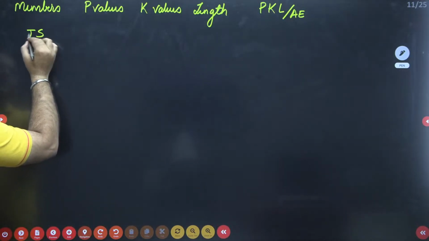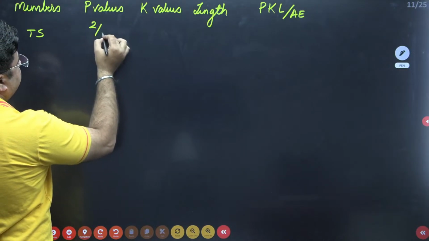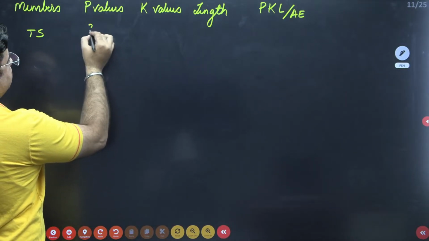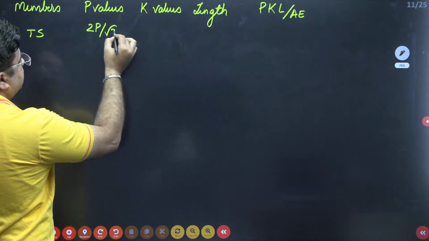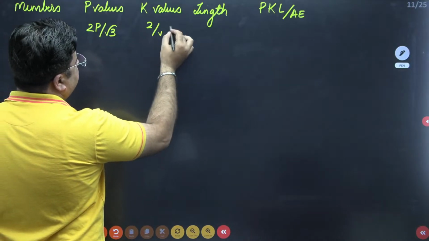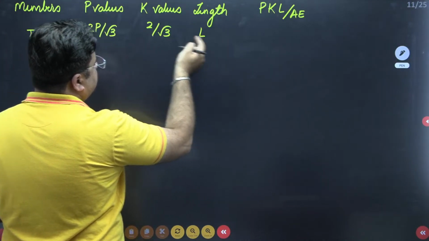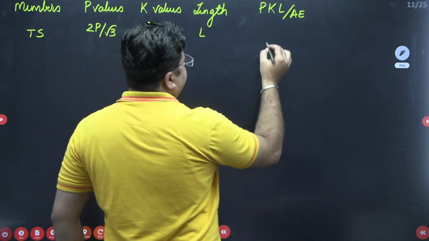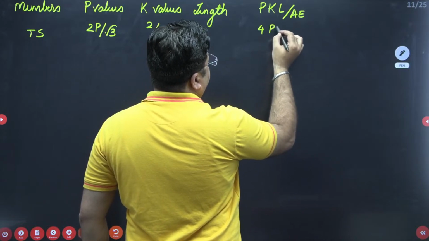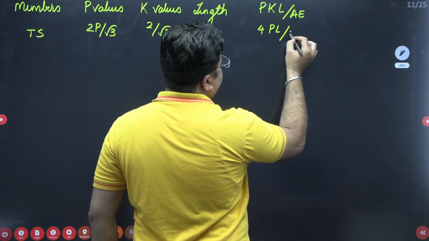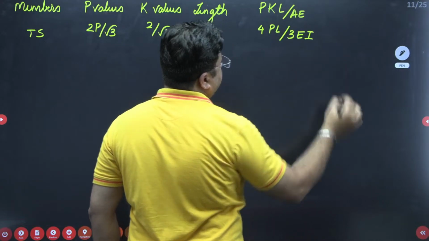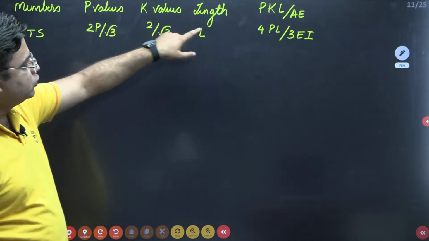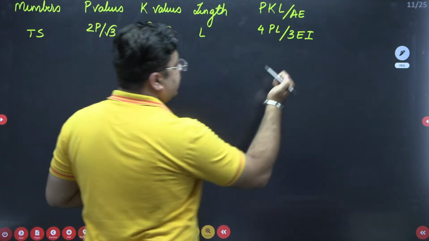TS. P value is 2P by root 3. K value is 2 by root 3. Length is L. So when you take the summation, it will be 4P by 3, 4PL by 3 AE. Root 3 into root 3 will be 3, 2 and 2 will be 4. So 4PL by 3 AE. Sorry, not EI, AE.